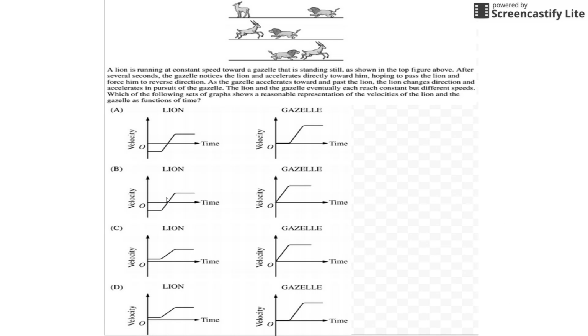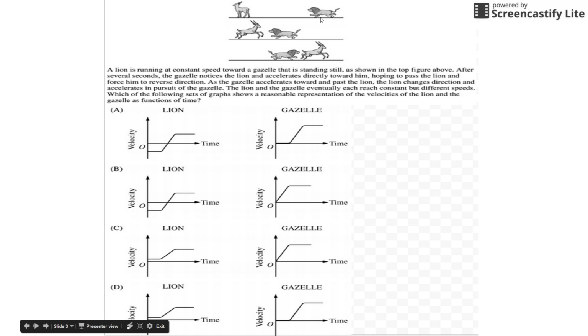All right, so the problem, here it is. It states a lion is running at a constant speed toward a gazelle that is standing still, as shown in the top figure above. After several seconds, the gazelle notices the lion and accelerates directly toward him, hoping to pass the lion and force him to reverse direction. As the gazelle accelerates toward and past the lion, the lion changes direction and accelerates in pursuit of the gazelle. The lion and gazelle eventually each reach constant but different speeds. Which of the following sets of graphs shows a reasonable representation of the velocities of the lion and the gazelle as functions of time?